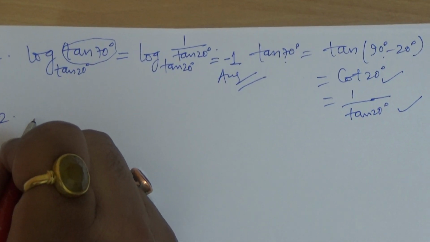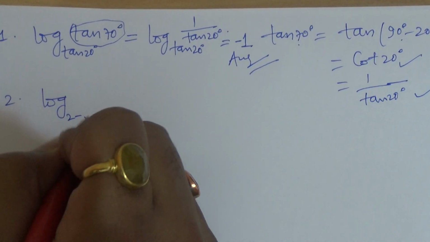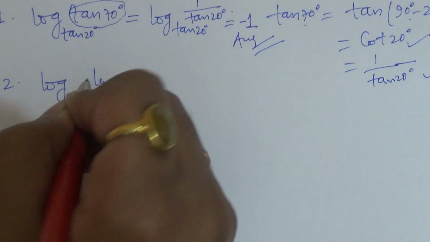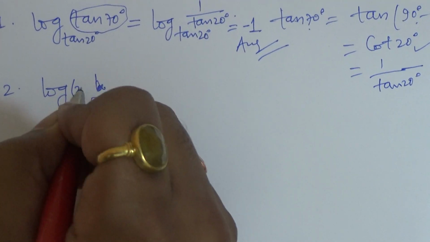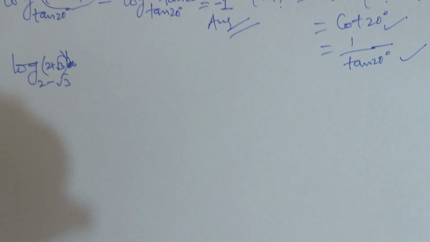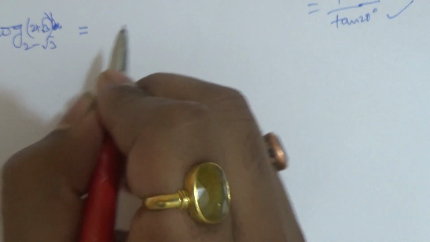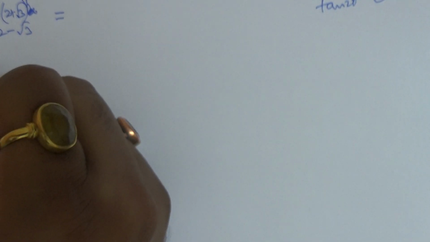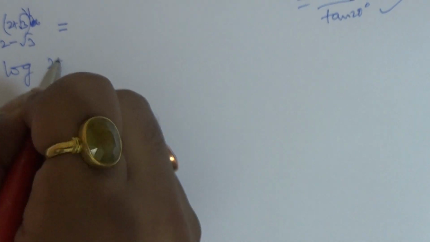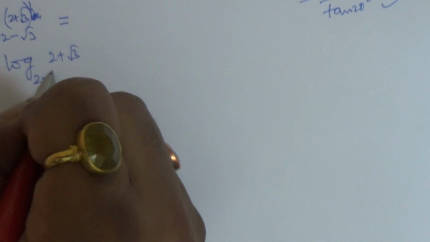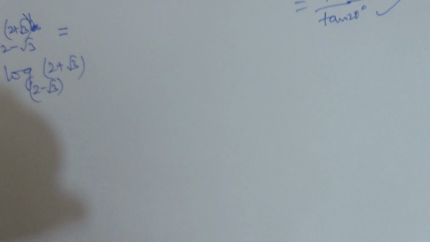Now take a second question. Log of 2 minus root 3 to the base 2 plus root 3. Okay. Let us write in this phrase, 2 plus root 3, 2 minus root 3. This we have to find.